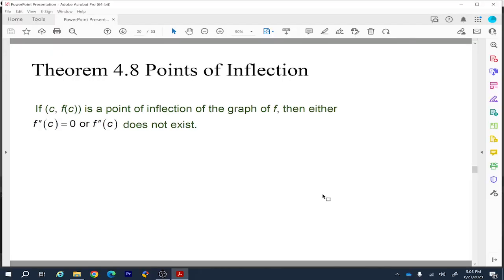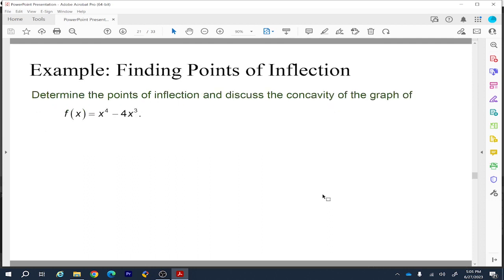So theorem 4.1, point of inflection. If a point is a point of inflection of the graph of f, then either the second derivative at that point would be 0 or the second derivative does not exist. So that's the theorem 4.8. Let's do this one example, determine the points of inflection. So remember, point of inflection means a point where concavity changes, and if that is a point of inflection, the second derivative at that point should be either 0 or does not exist.